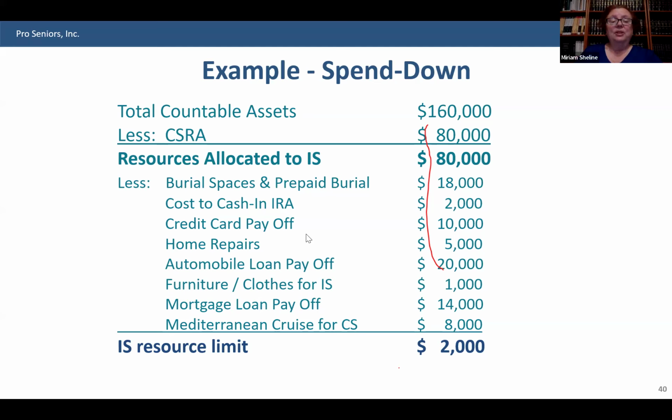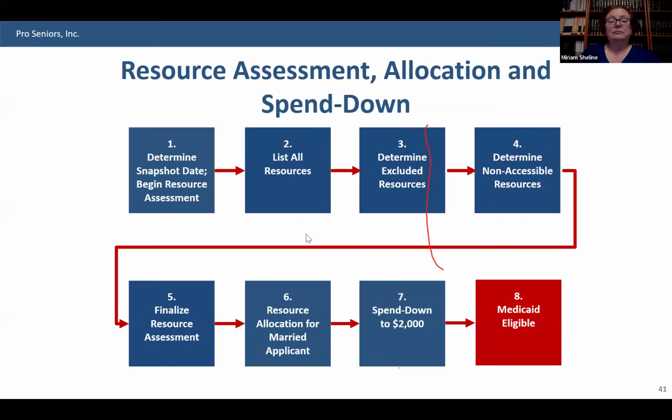One other thing we could do with regard to the IRA, rather than cash it in, we can start making regular distributions, at which point in time, instead of $160,000, we're going to take that IRA off as number one before we even get to the countable resources. Okay, once we spend down to $2,000, we become Medicaid eligible.